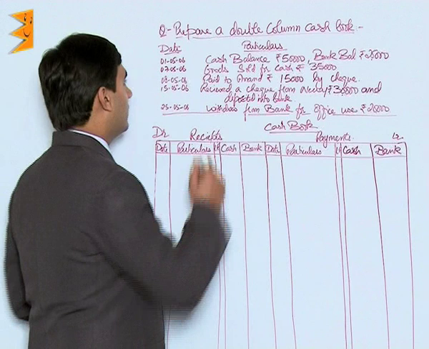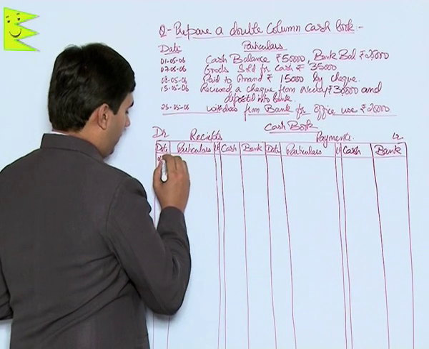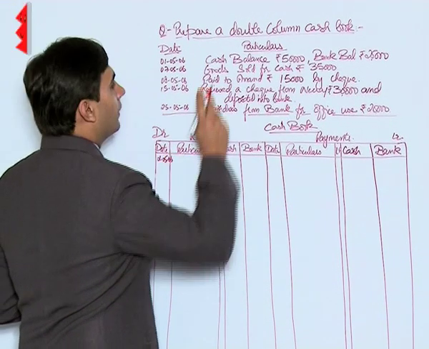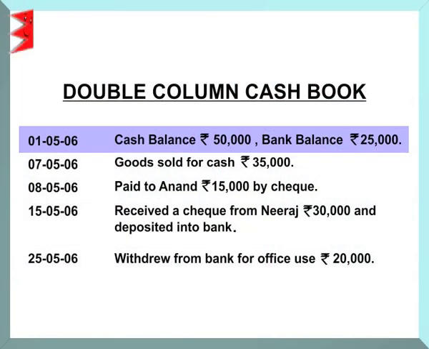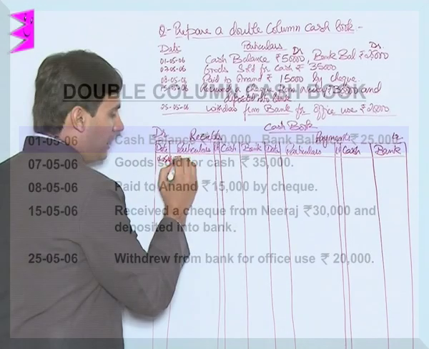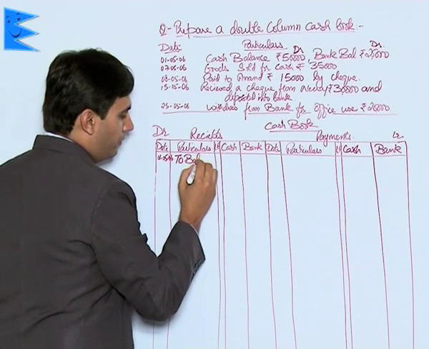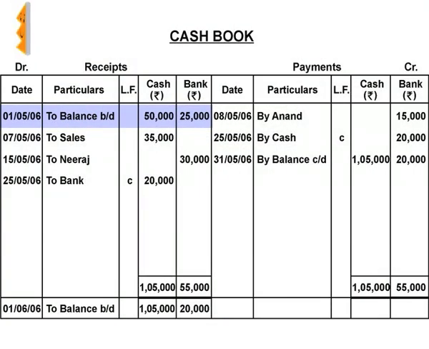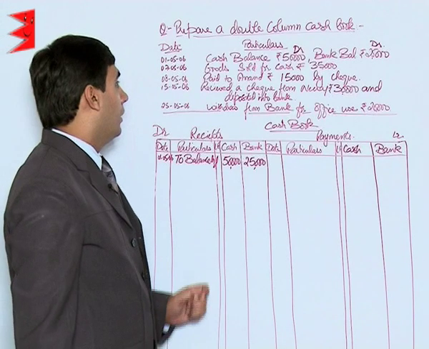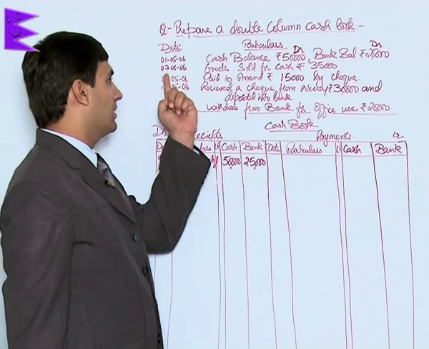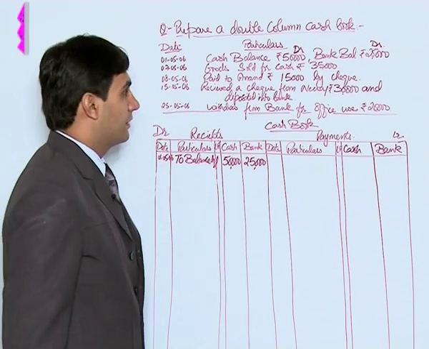Now students, on 1st May 2006, cash balance. Cash is an asset, so it would be a debit balance. And in case of bank, if nothing is mentioned, it is assumed to be a debit balance. Now, on the debit side, it will be written as "To balance brought down". In the cash column, 50,000 rupees, and in the bank column, 25,000 rupees.